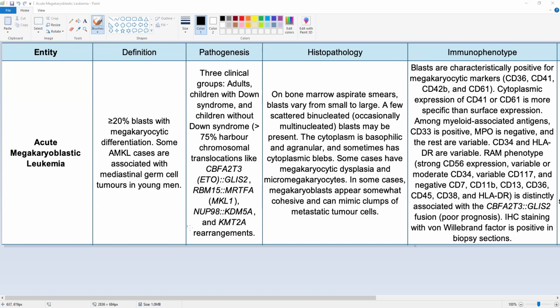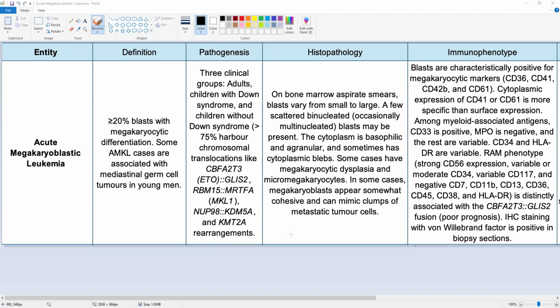The pathogenesis. There are three clinical groups. The first group is adults. The second group is children with Down syndrome. And the last group is children without Down syndrome. In children without Down syndrome, over 75% of the cases have chromosomal translocations like CBFA2T3 GLIS2 fusion, RBM15 MRTFA fusion, NUP98 KDM5A fusion, and KMT2A rearrangements.